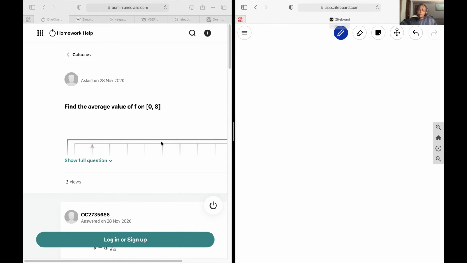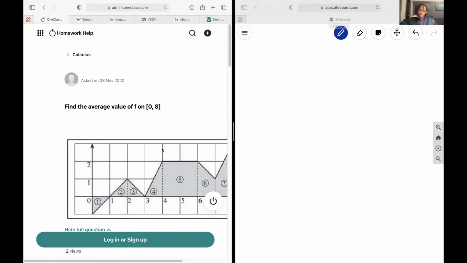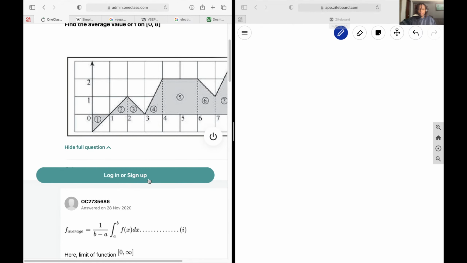Next up, we want to find the average value of f in this function from 0 to 8. So in Calc 1, we learned that the average value of a function is 1 over the limits that we've created in those functions multiplied by the integral from a to b of f of x dx.